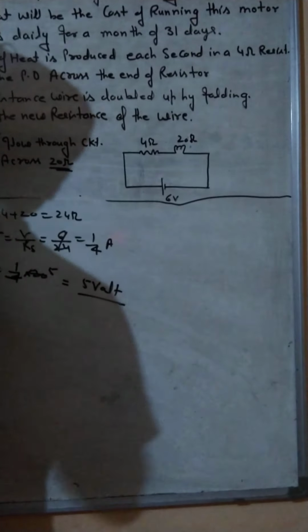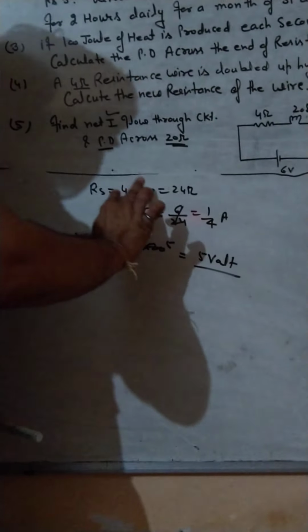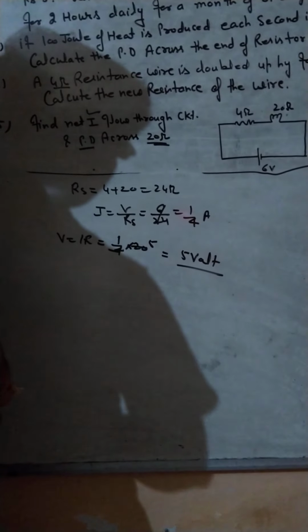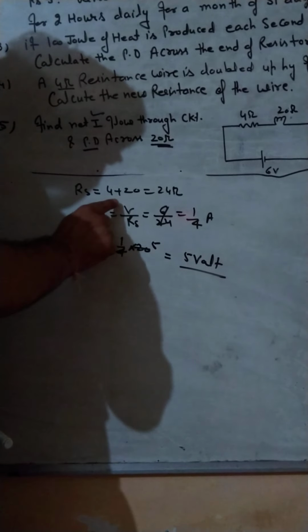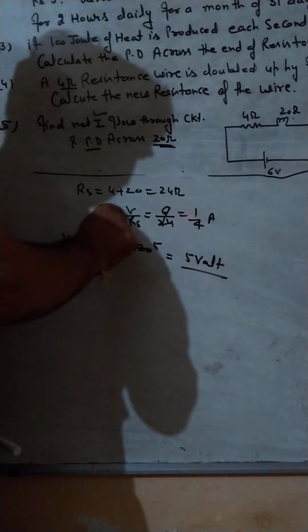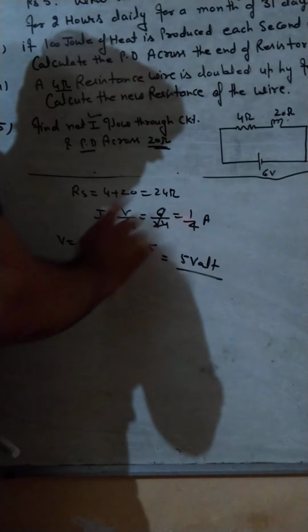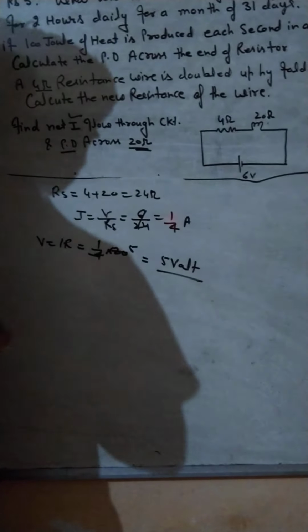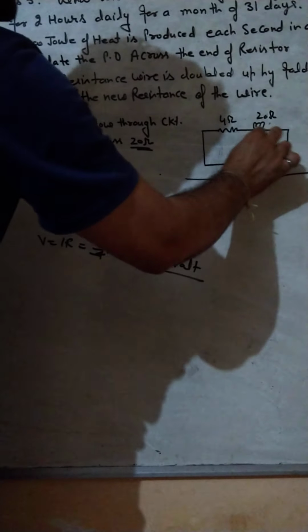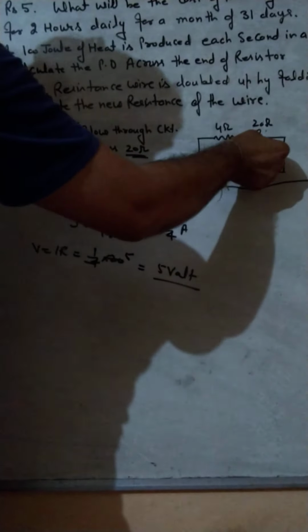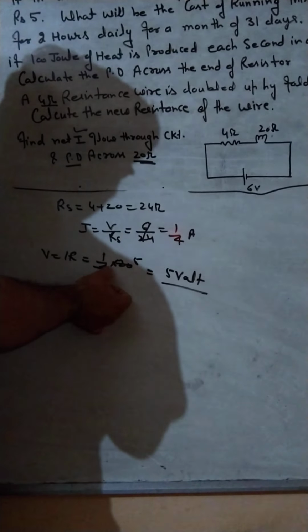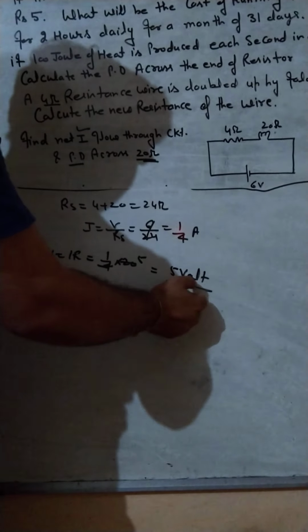Since 4 and 20 ohm are both connected in series, first we solve the series combination. In series combination, net resistance gets combined together. By Ohm's law, I is equal to V upon RS. What is V here? 6 volt. And the net resistance is 24. Cut it. 1 by 4 ampere is the net current flowing through the complete circuit. Now we have to find the potential drop across 20 ohm. The current is the same, 1 upon 4 ampere, and there is R, then the potential drop is 1 upon 4 into 20, it will be 5 volt.